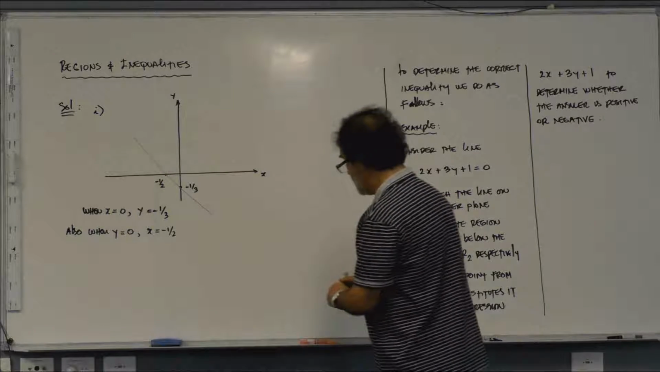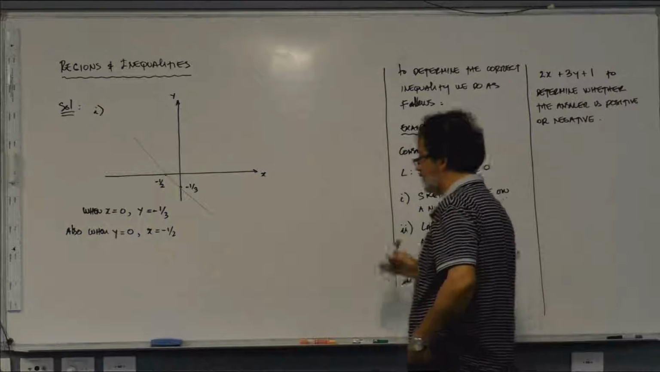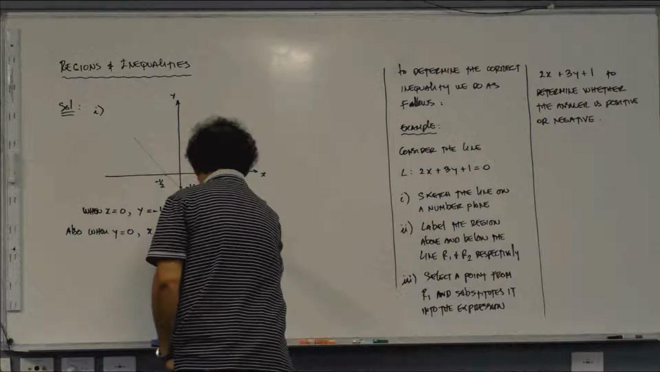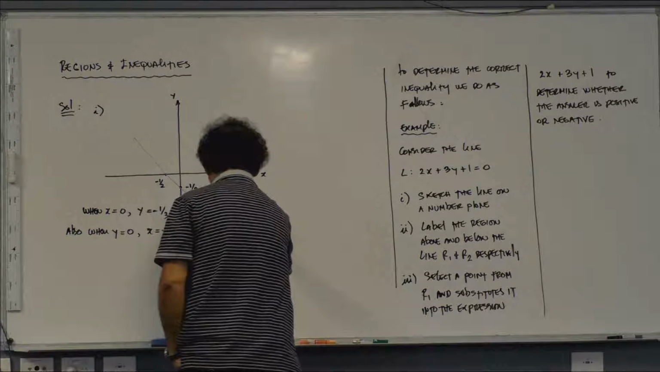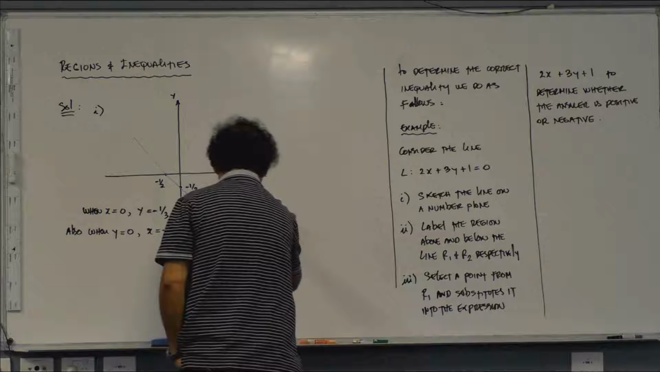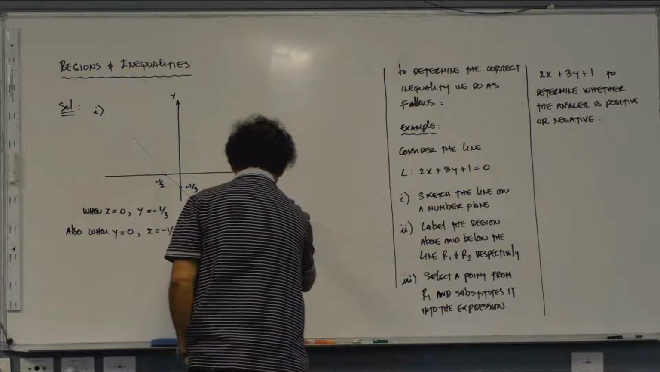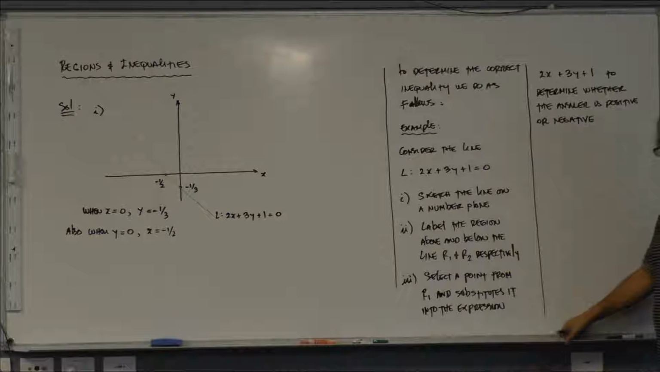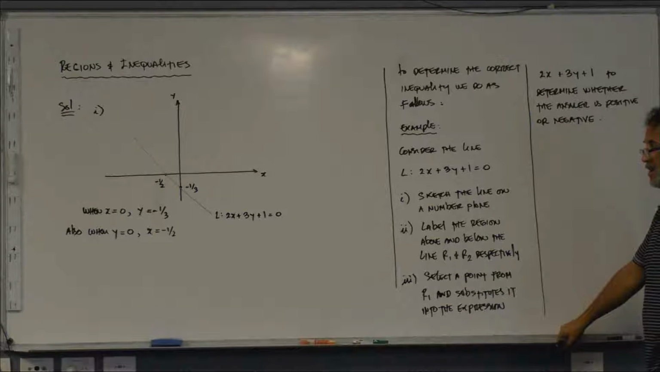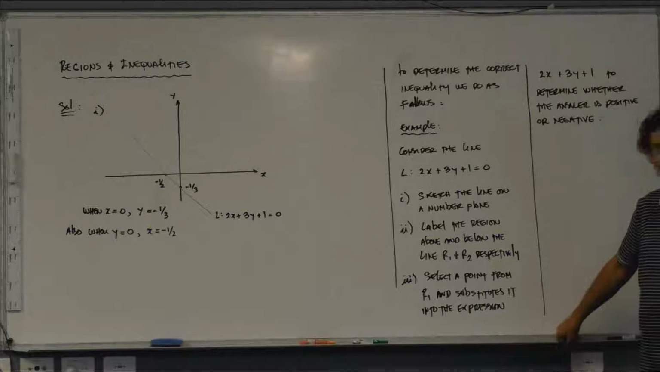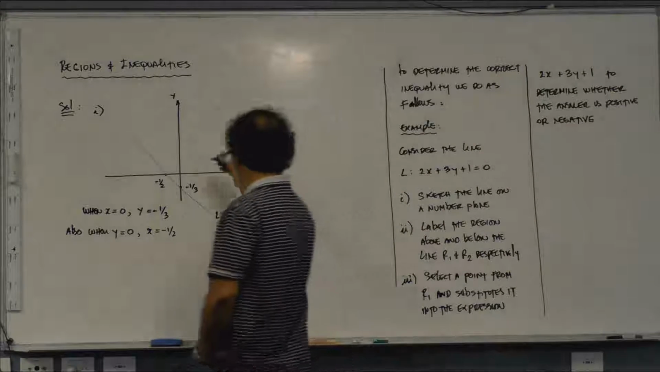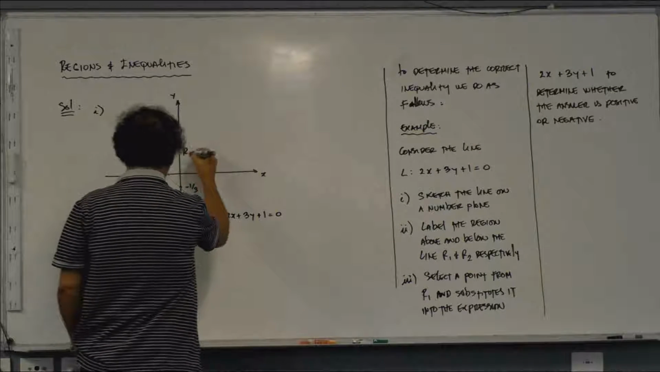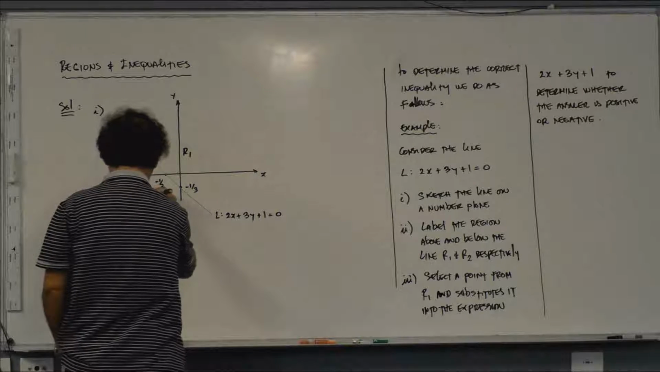Okay, so that is the picture of the line 2x plus 3y plus 1 equals 0. So we got that. And then you can see that this line divides the number plane into regions. I said that we're going to label the top one 1 and the bottom one 2.